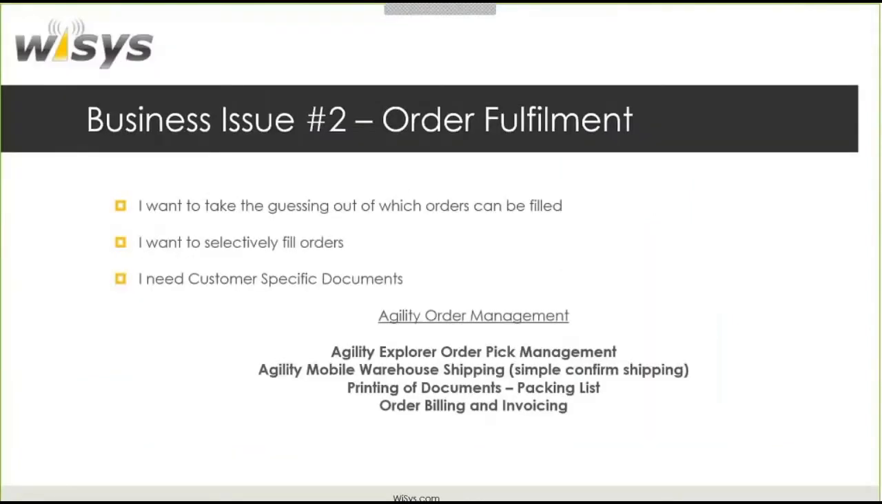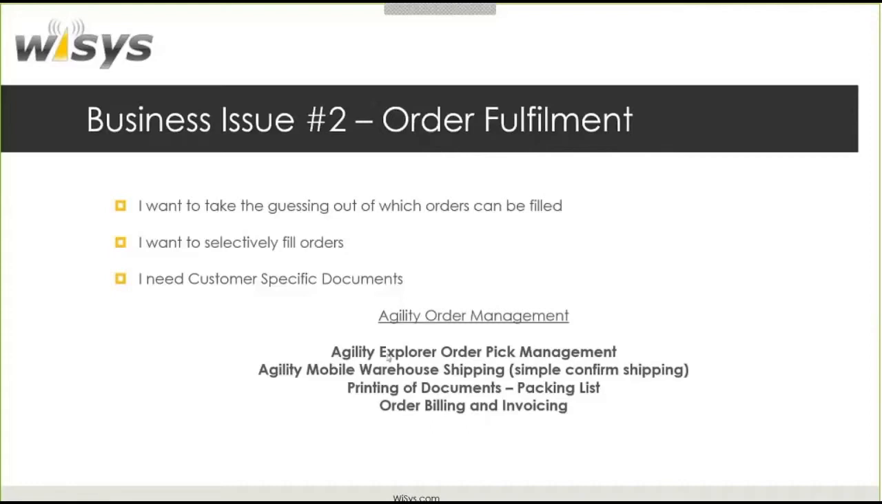So the number 2 scenario is that we saw earlier that we had sales orders and we didn't have any material. Now the next question is what can we do with that material? I want to take the guesswork out of figuring out which orders can be filled, so I want to make decisions. And not only that, but the scenario today is that even though I did a PO receipt, I'm still short on material. So I'm going to have to make some decision here on who's going to get product. And I need customer-specific documents.